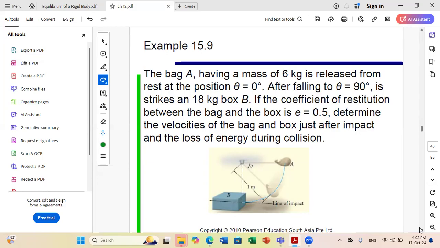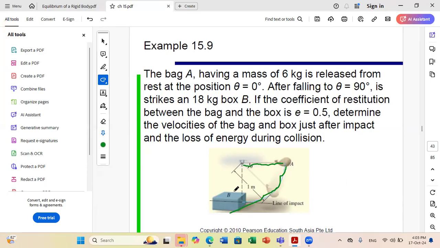So to start with, let us do analysis of the problem. First, the bag is released from this position. So first, before collision, we have a phase of, if you want, downward motion. And during this downward motion, what can we apply?